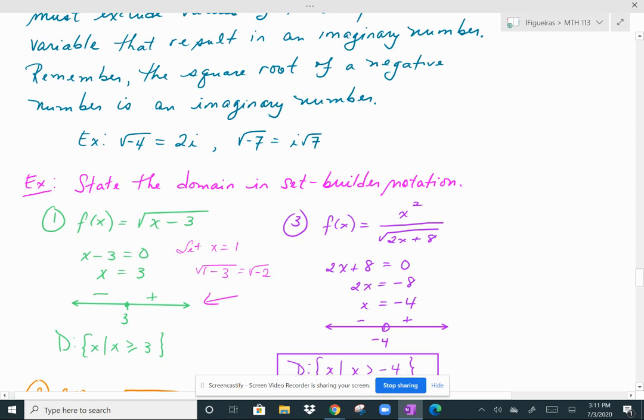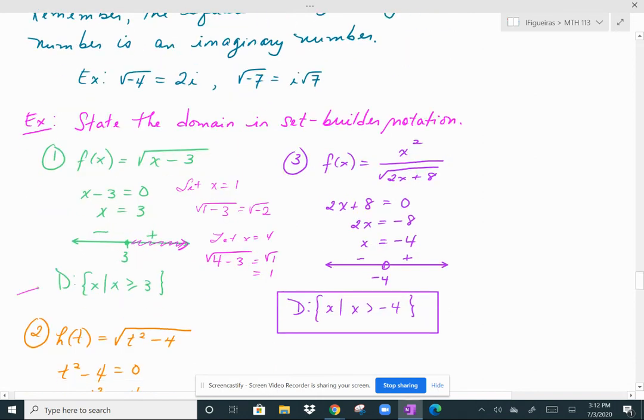But if I plug in a number greater than 3, like let's say x equal 4, then the square root of 4 minus 3 is the square root of 1, which is a real number. So you want to include the 3 and everything that I'm shading, everywhere that gives me a positive result on the inside. The way you express that is that your domain is the set of all x such that x is greater than or equal to 3, because you want all values from 3 and greater.